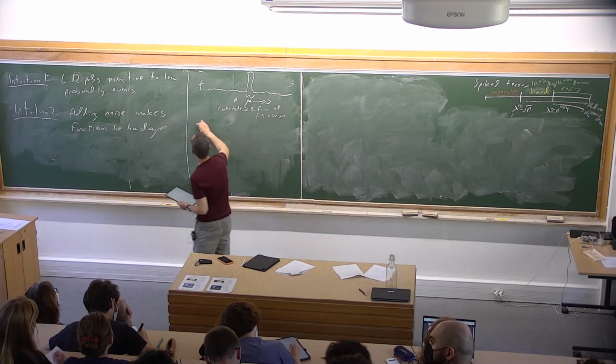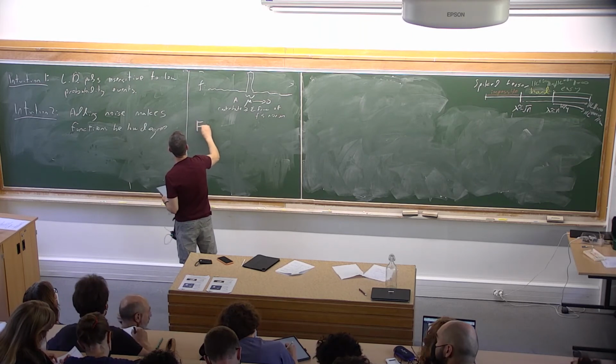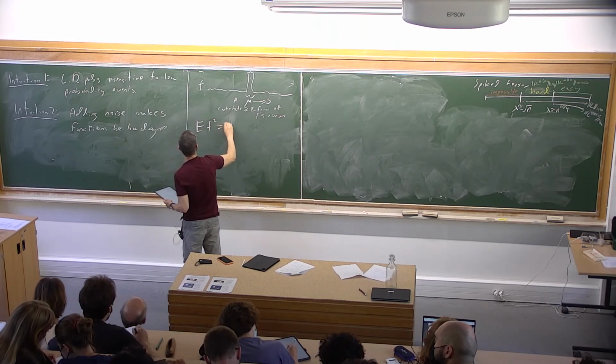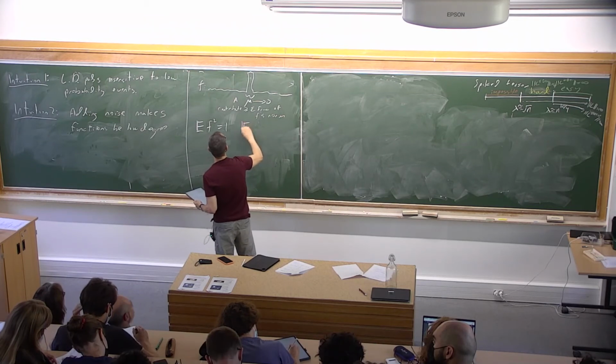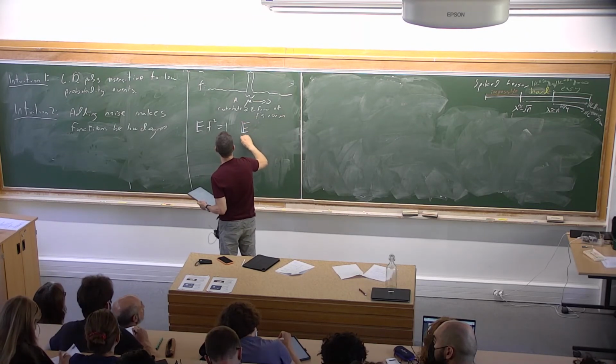Basically, a function like that would satisfy that, say we normalize so that the expectation of f squared is 1, the expectation of f squared restricted to x in A.